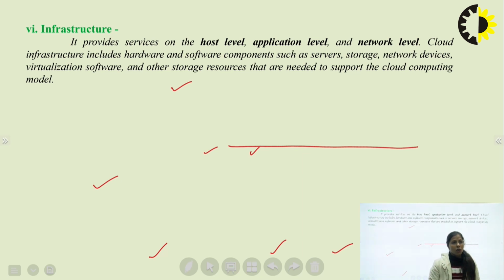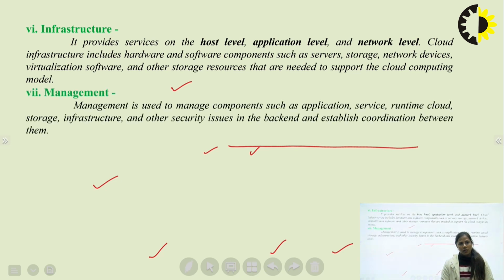So cloud infrastructure also includes various components like hardware and software. In the hardware components we can have the servers and the network level. The components include servers, storage, and network devices, plus the virtualization software. For example, VMware is a virtualization software through which we can easily access our particular information through different operating systems. So this is how the cloud computing architecture provides the infrastructure to support the various modules.